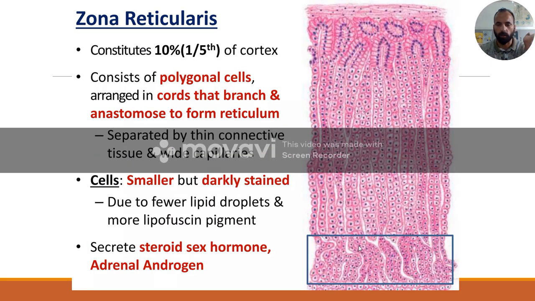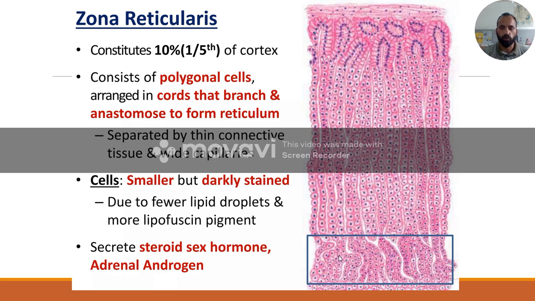So this is the third part of the adrenal cortex, the zona reticularis. It constitutes 10% of the cortex, and the cells are polygonal in nature. The feature of these cells is that they are anastomosing in nature. That means here, under this rectangular part, you can see the cells are combined one with another. They are just meeting one another and anastomosing with each other.